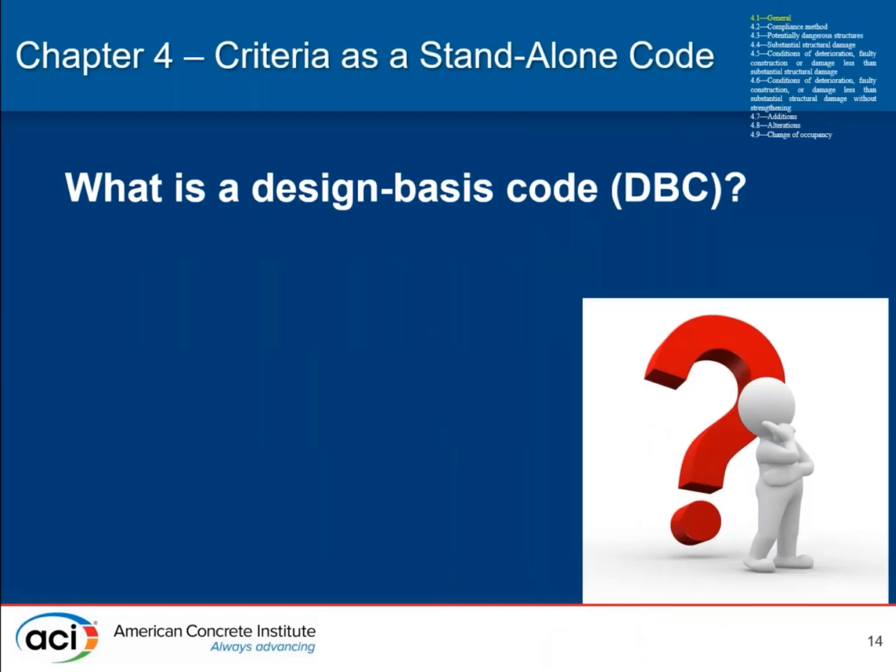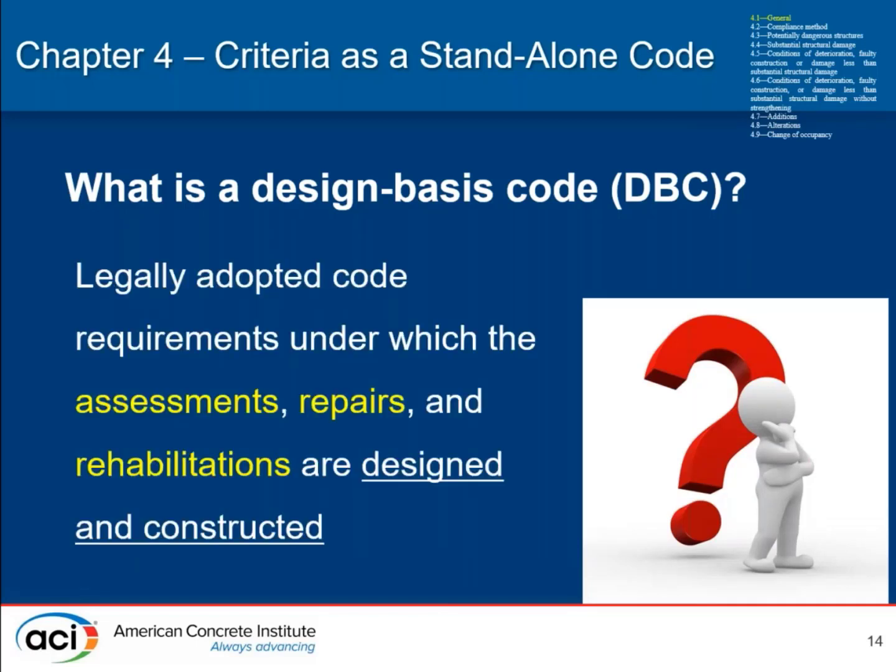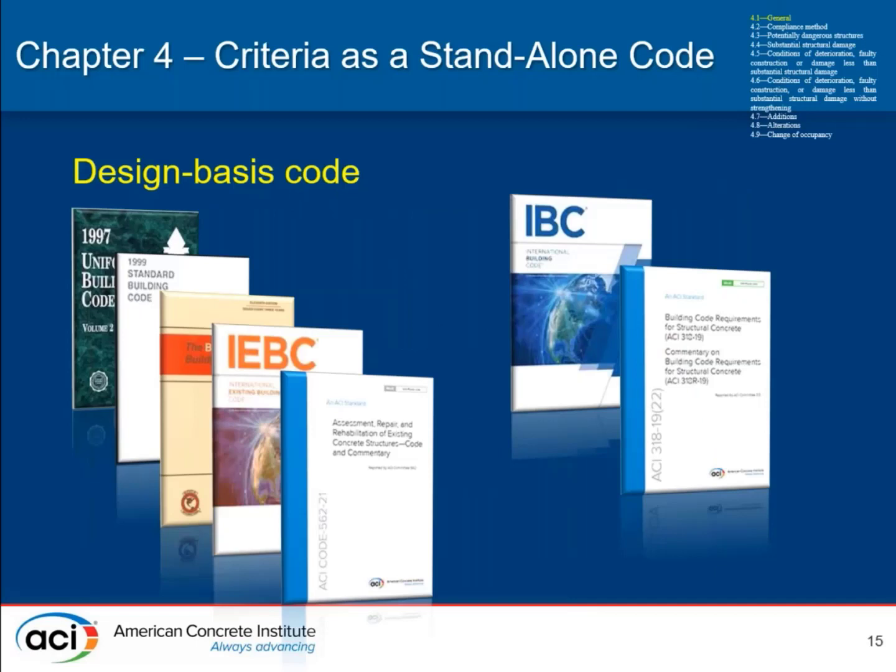So first, just to emphasize, what is a design basis code? This is the formal definition. It's the legally adopted code that provides the requirements under which the assessments, repairs, and rehabilitations are designed and constructed. So the design basis code is the rule book for the assessment, repair, and rehabilitation process. We have, as Keith mentioned yesterday, two procedures in ACI 562 for selecting a design basis code.